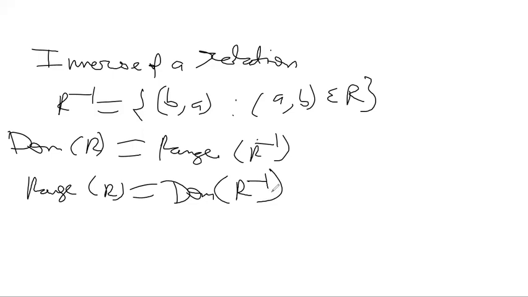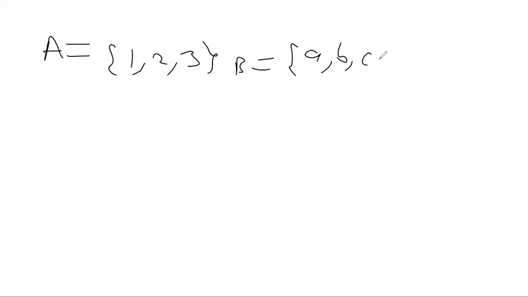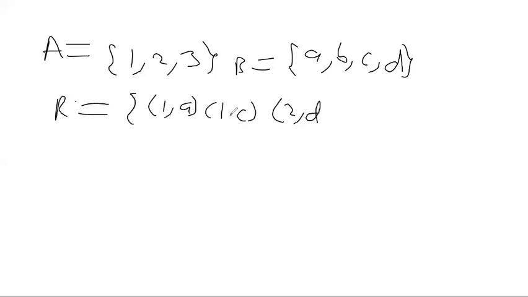Now if it is a little confusing, then I will be giving an example which will clear your doubt. Let me clear this page. Now let us take A is equal to {1, 2, 3}, and let us take B is equal to {a, b, c, d}. Now what can we write? We can write, let us say R, which is given as R is equal to {(1, a), (1, c), (2, d), (2, c)}. Let this be closed now.